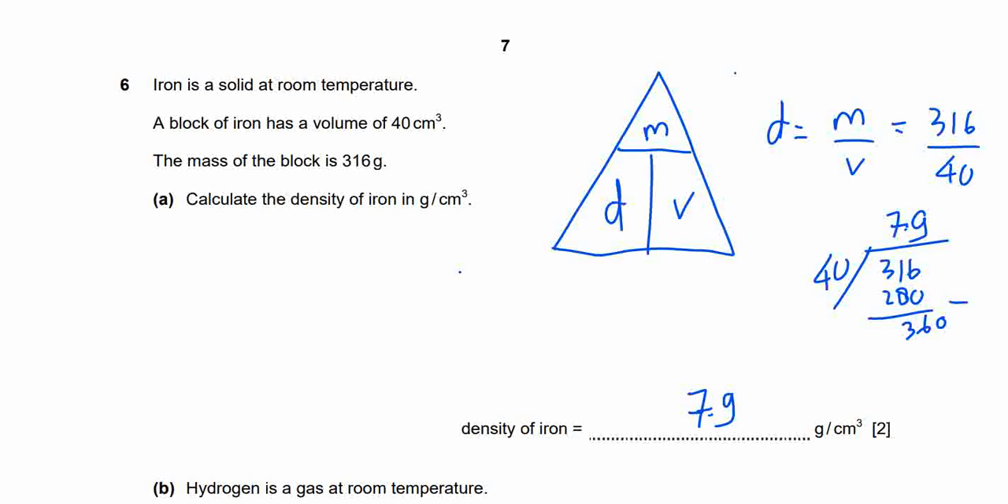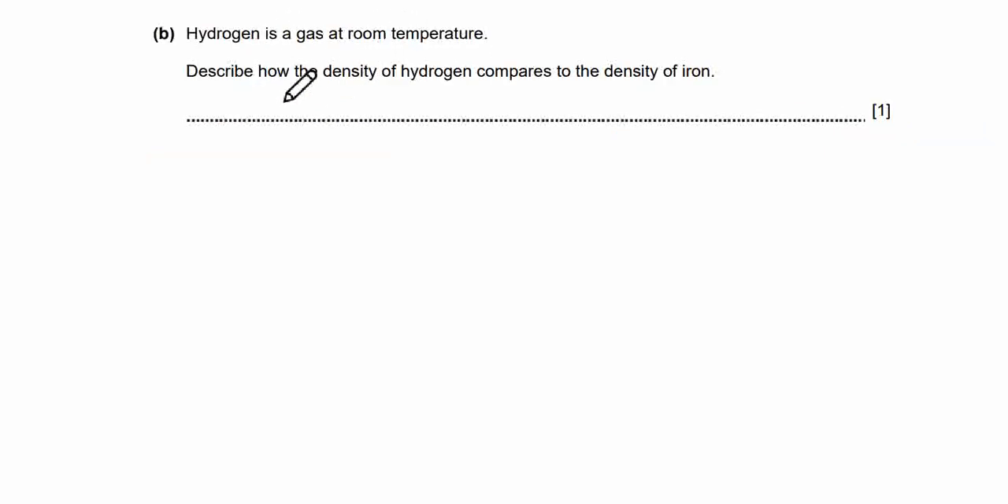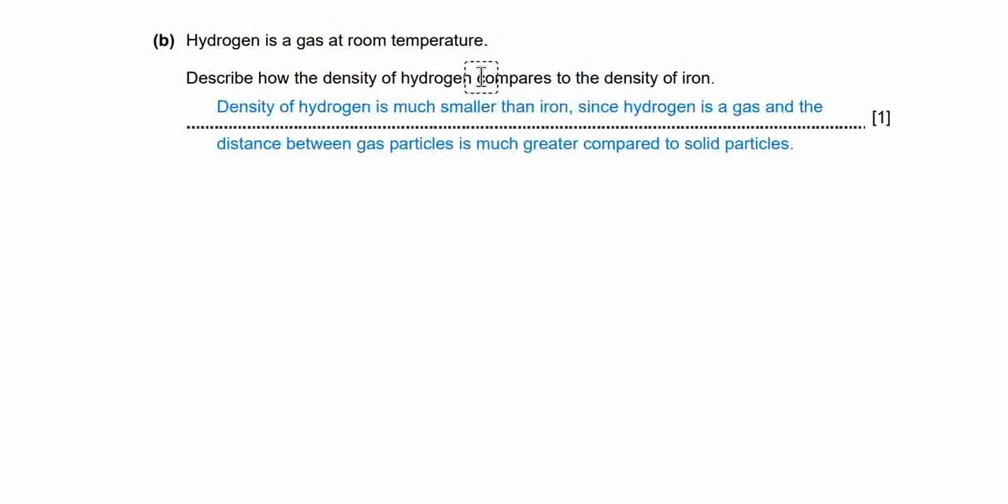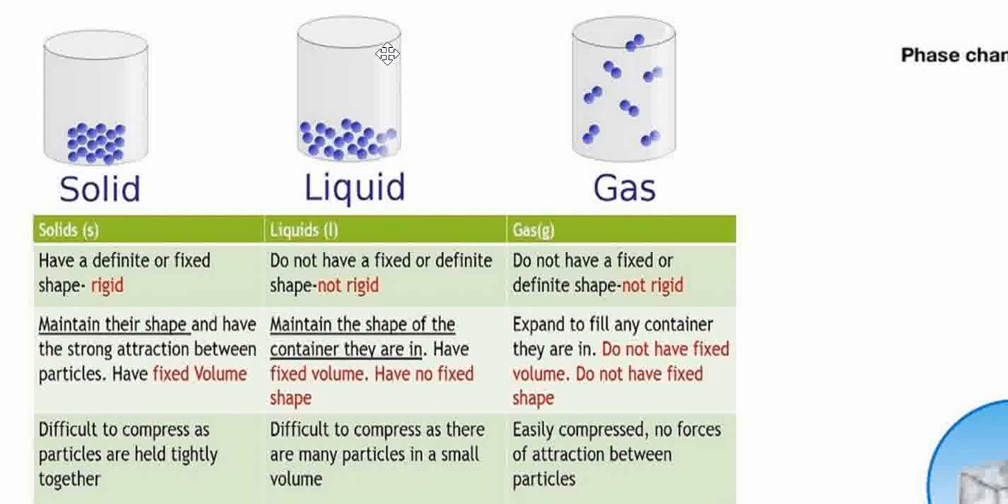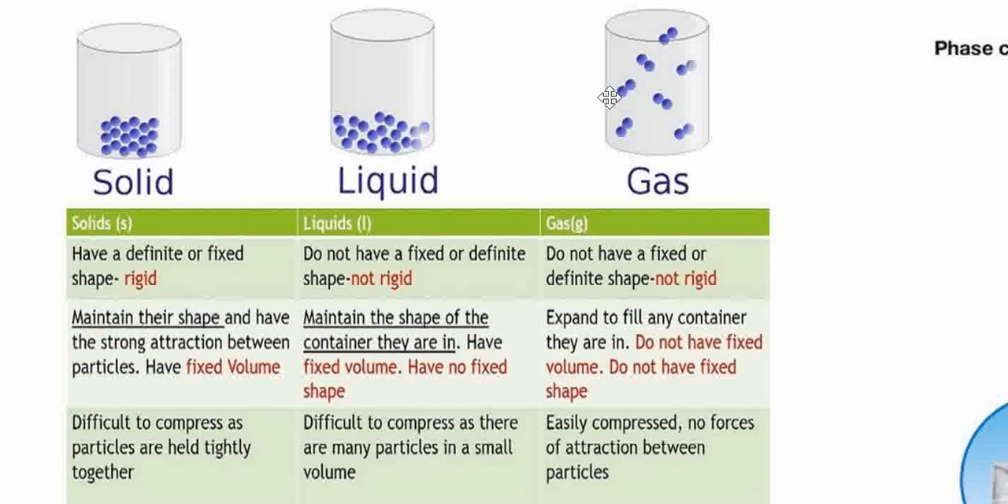Next, question 6b. Hydrogen is a gas at room temperature. Describe how the density of hydrogen compares to the density of iron. Since hydrogen is a gas, the particles are further apart, so the density of hydrogen is much smaller than iron. The distance between gas particles is much greater compared to solid particles. This picture shows how solid and gas particles are arranged, and it is clear that solid has a much higher density compared to hydrogen gas. So that will be our answer.